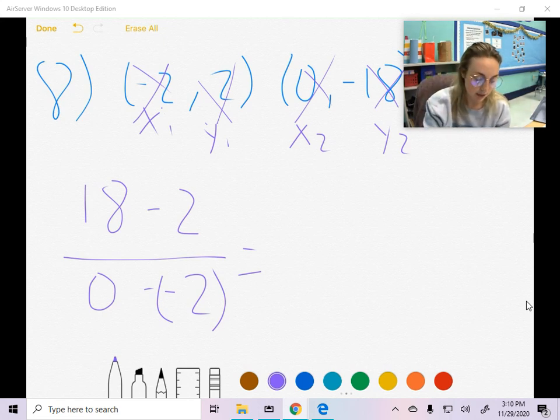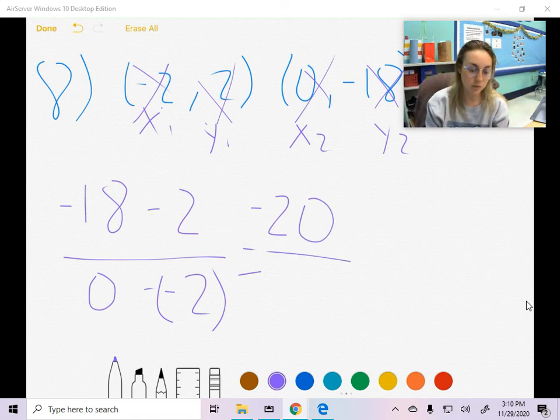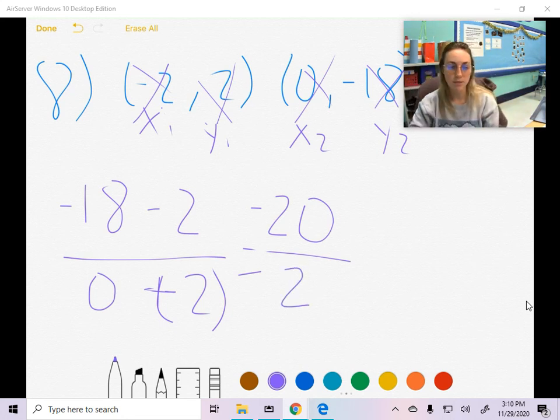18 minus 2 is going to be, did I do that wrong? Yeah, this is a -18 minus 2. Okay, good. All right, so -18 minus 2 is going to give you -20, and then 0 minus -2, which is the same as 0 plus 2, because two negatives equal a positive, is going to be a positive 2.